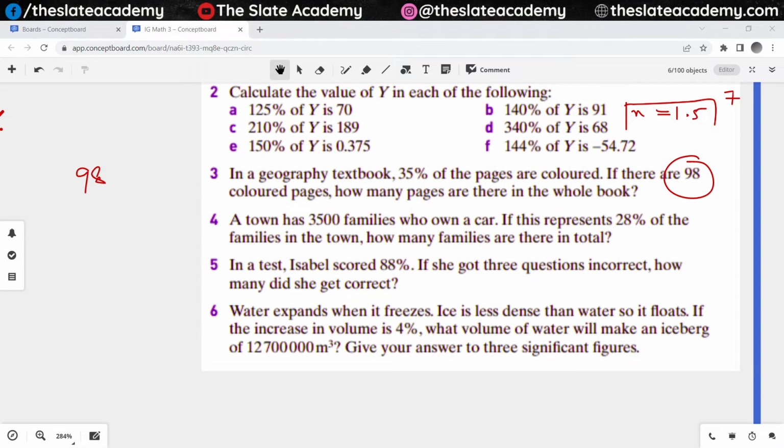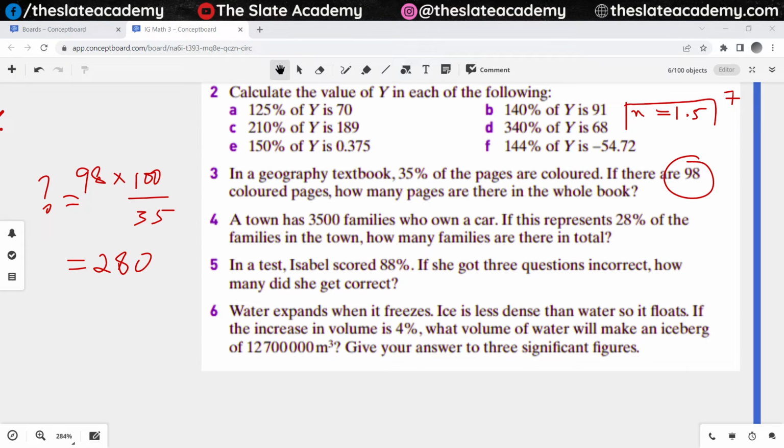98 into 100 by 35. What would this be? This is what? What is this 280? What does this represent? And why this particular equation? Why not any other equation?